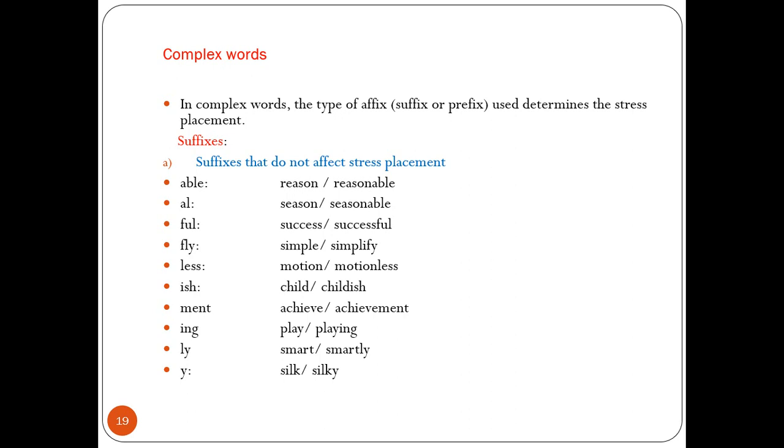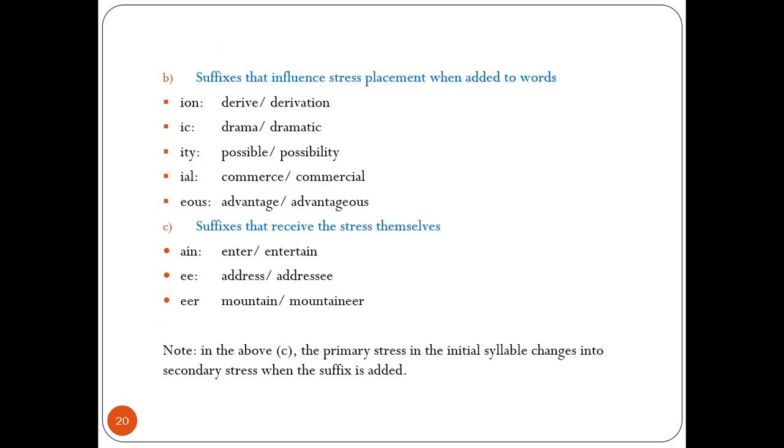Now we have a suffix attached to it, ish. We have childish. Nothing is changed, everything remains the same. It is actually the first syllable which receives the stress, child, then ish, okay. Achieve and achievement, okay. Play and playing, and smart and smartly, okay. Silk and silky. So these suffixes haven't affected the stress placement.